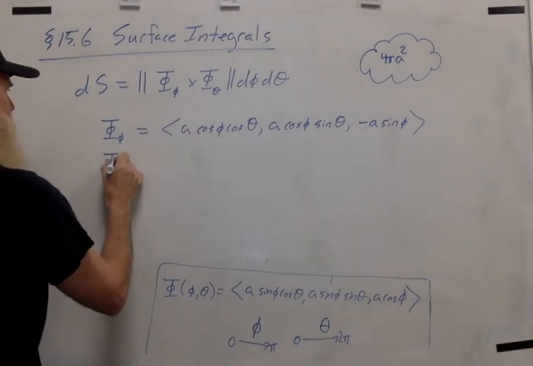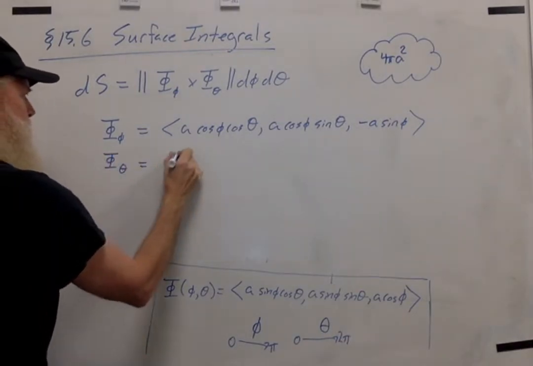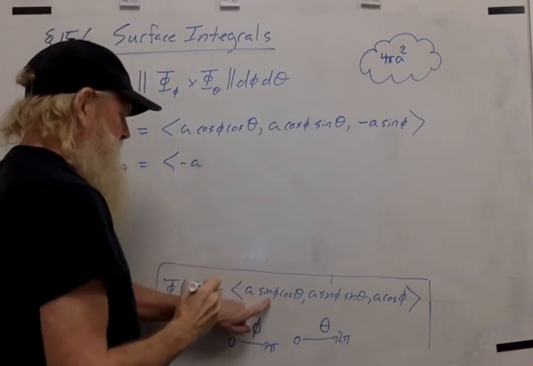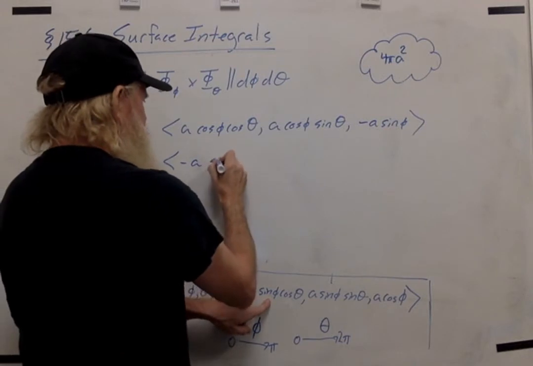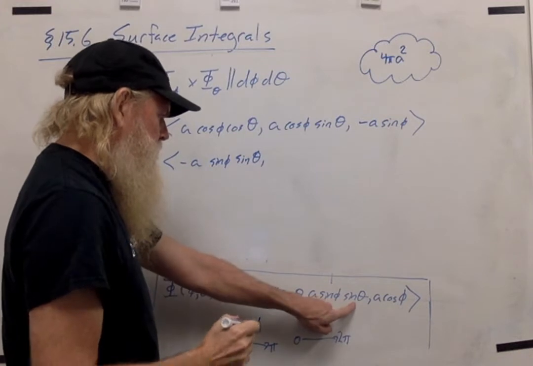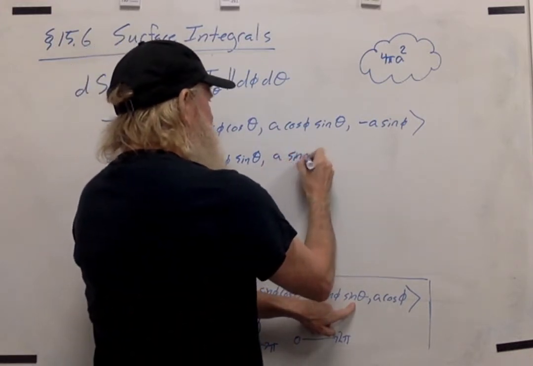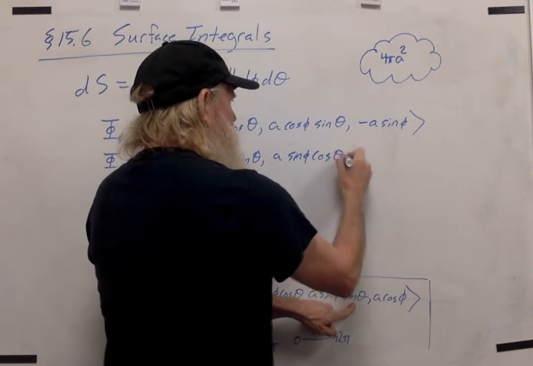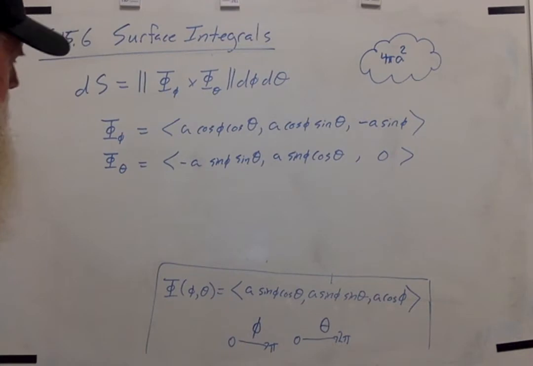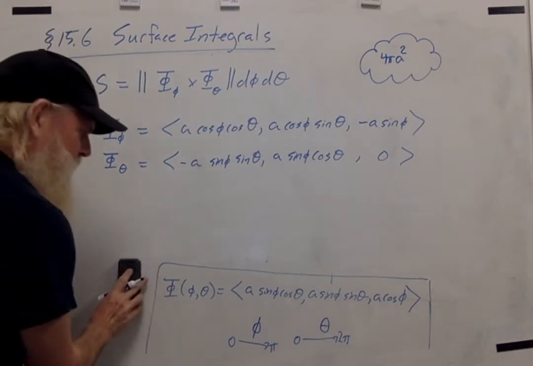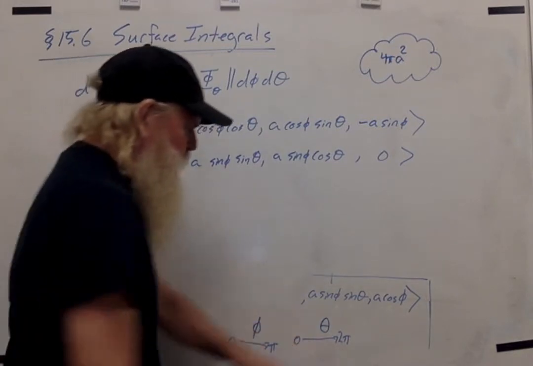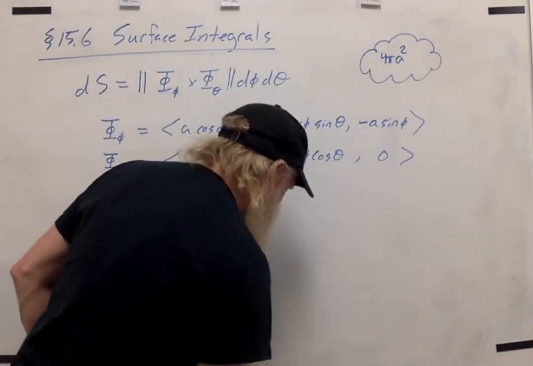And the derivative with respect to theta is going to be negative a sine phi sine theta, a sine phi cosine theta, and 0. Now that we've taken those derivatives, I don't need my parameterization anymore. And I think I can remember that phi is going from 0 to pi and theta is going from 0 to 2 pi. So I'll erase all of this.